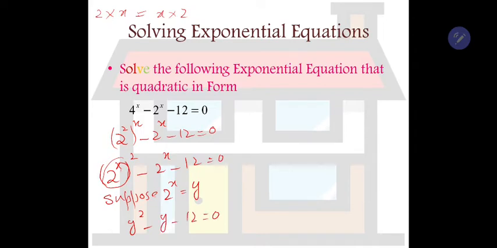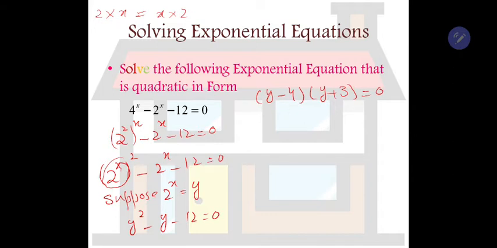Now it's a very simple quadratic equation, y squared minus y minus 12. And you know how to factorize this equation. To factorize, we will have (y minus 4)(y plus 3) equals 0. Now think of two numbers such that if you multiply those numbers, you get minus 12, and if you add them, you get minus 1. Those two numbers are minus 4 and plus 3. You can check it out. Minus 4 times plus 3 would be minus 12. And if you add minus 4 plus 3, it is going to give you minus 1. So these are two good numbers.